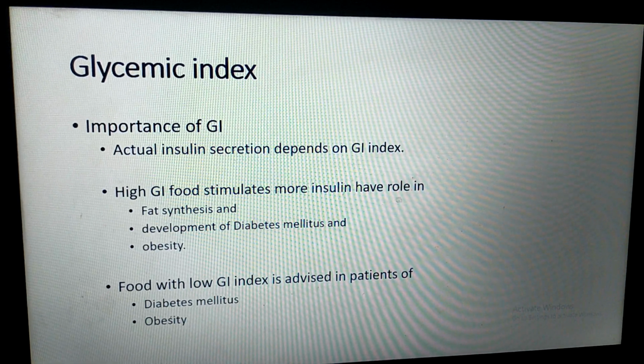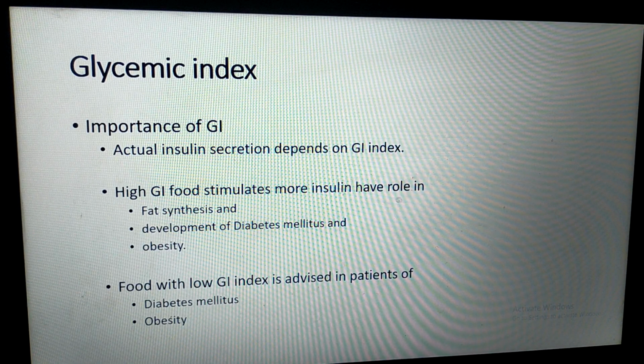Now, what is the importance of glycemic index? I have already told you that actual insulin secretion depends on glycemic index. If a food with high glycemic index is taken, more insulin is synthesized. More insulin means more synthesis of fat and development of insulin resistance, which may lead to development of diabetes mellitus and obesity. Food with low glycemic index is advised for patients with diabetes mellitus and obesity.